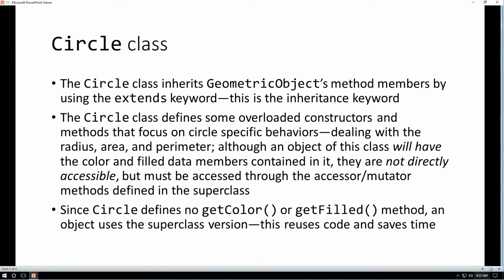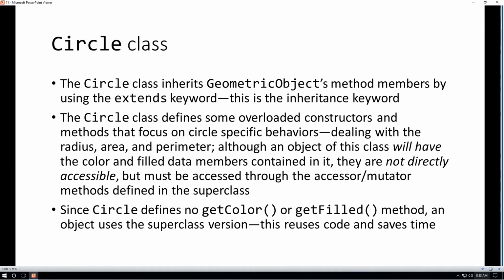The circle class inherits the geometric object data members and method members by using the extends keyword. That's how Java implements this inheritance concept. The subclass extends the superclass. In the book, the circle class defines some overloaded constructors and other methods that focus on circle-specific behaviors, dealing with radius, area, perimeter in the way a circle would do it.